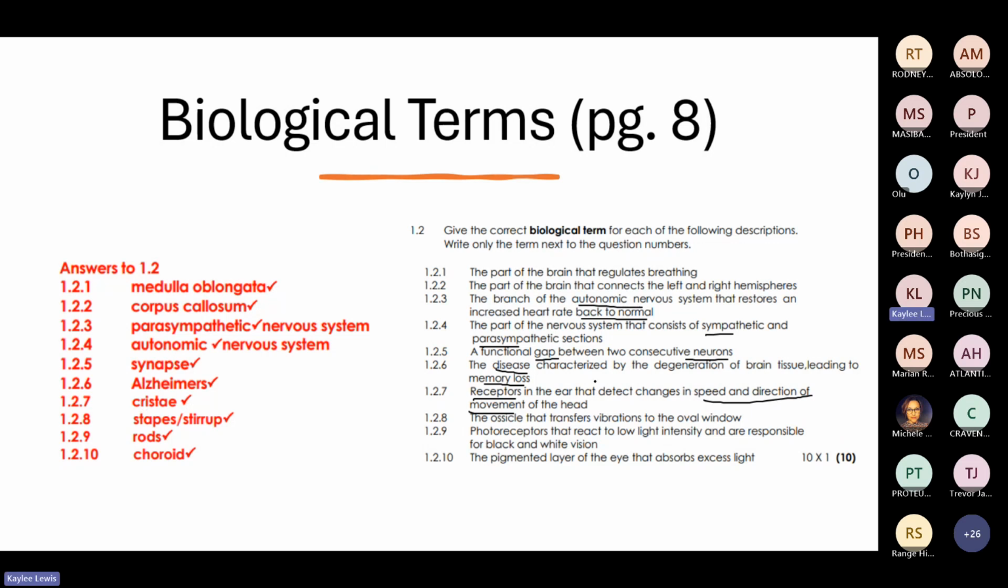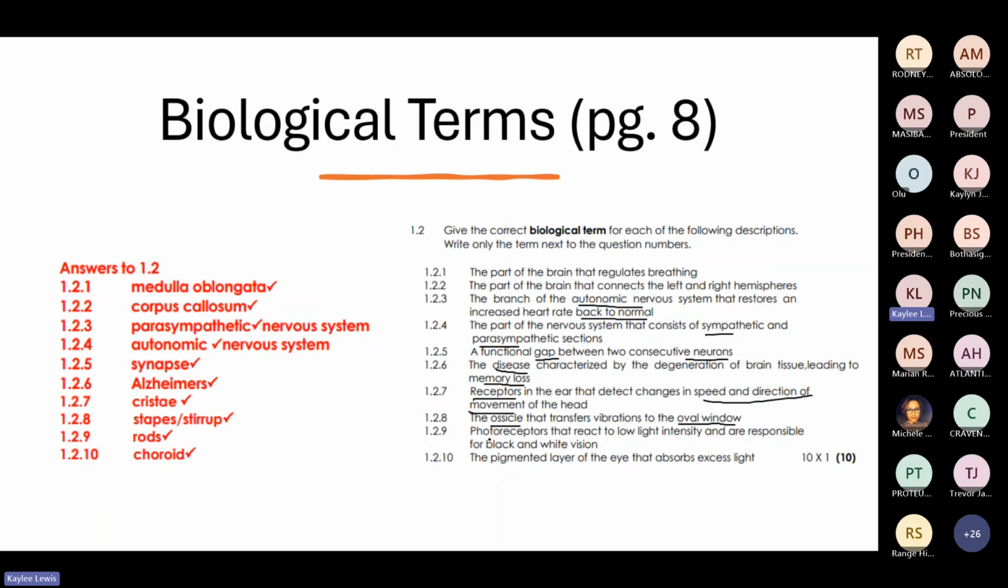1.2.8, the ossicle that transfers vibration to the oval window. So the ossicle that takes it to the oval window. So your smallest one, which is your stapes or your stirrup, whichever one, that will mark both of them correct.